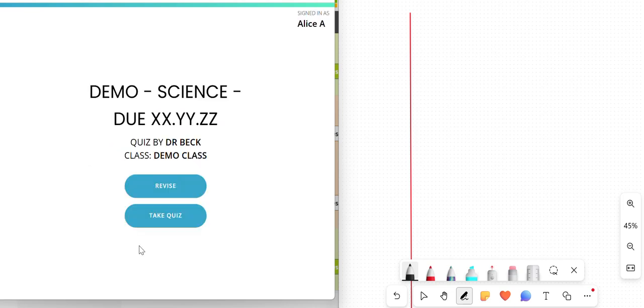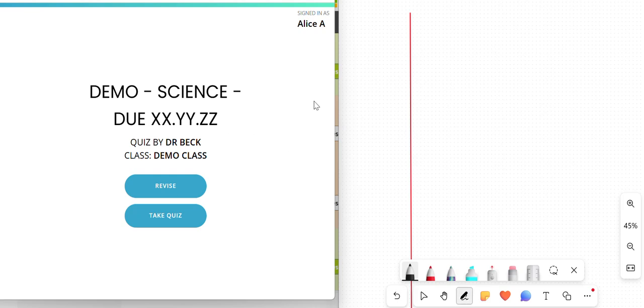When they enter their homework, please ask them to check it's the correct homework. Now, at the moment, it's just a demo set of questions, but it would normally say the year group and set, science, or if it's GCSE, physics, chemistry, biology, and then the due date. Here, obviously, it's just X, X, Y, Y, Z, Z.